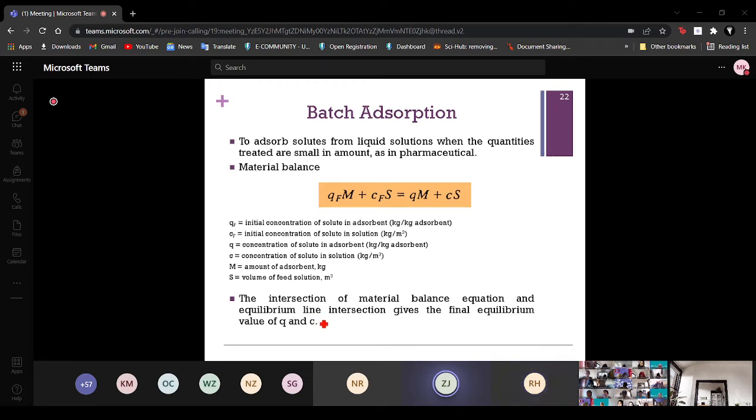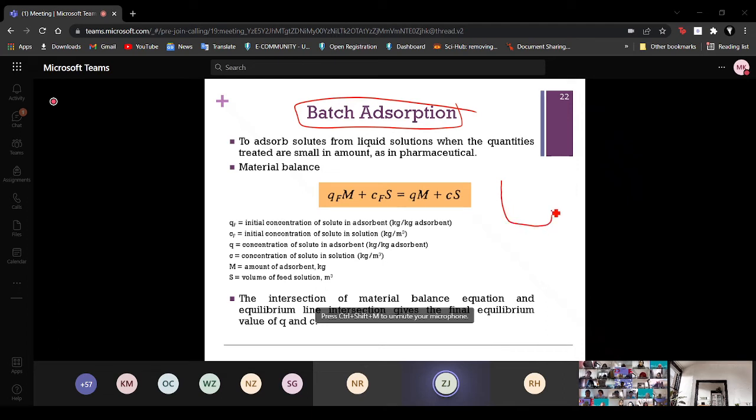Okay, so kita pergi kepada batch adsorption pula. So what is the function of this batch adsorption experiment? So it's very simple. Okay, batch adsorption experiment ni is basically how you run this batch experiment. I explain dulu how you run this batch experiment and what is the function later on. Okay, batch experiment is very simple.